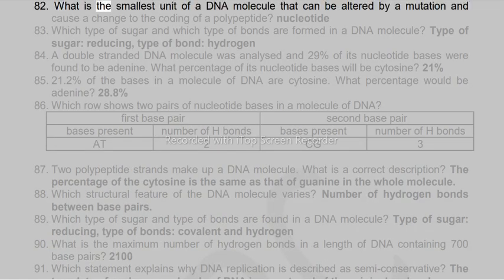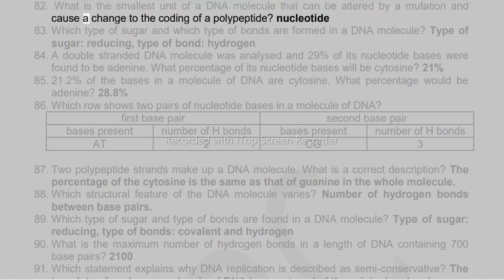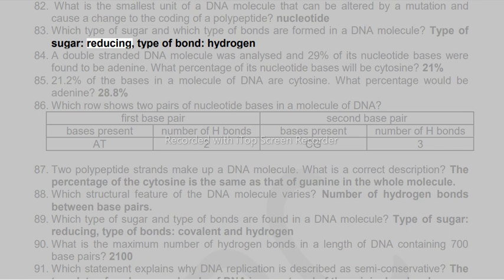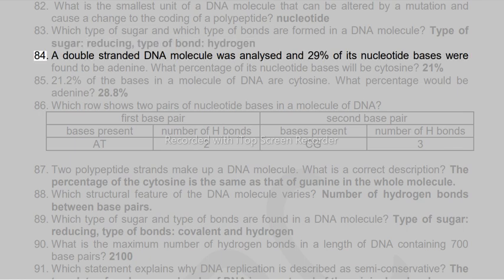82. What is the smallest unit of a DNA molecule that can be altered by a mutation and cause a change to the coding of a polypeptide? Nucleotide. 83. Which type of sugar and which type of bonds are formed in a DNA molecule? Type of sugar: reducing; type of bond: hydrogen.